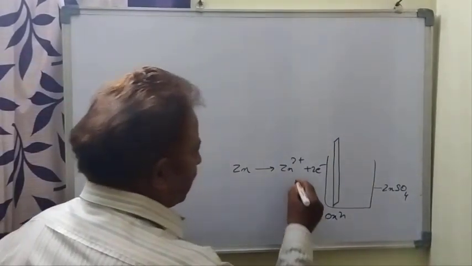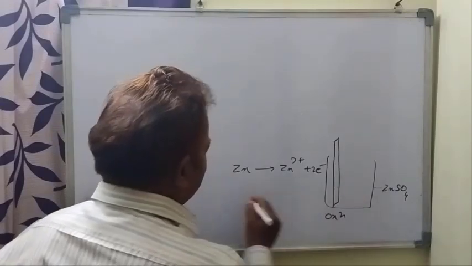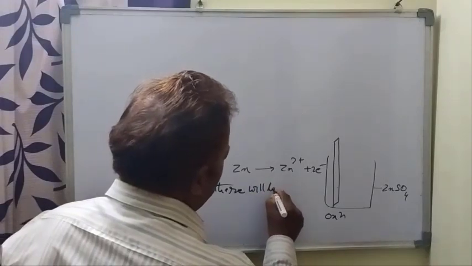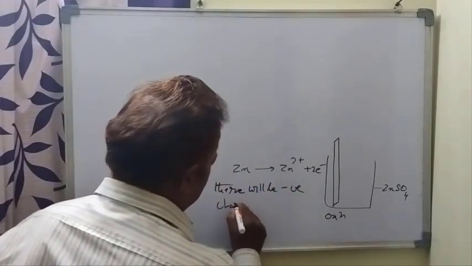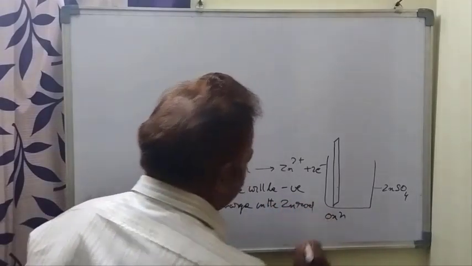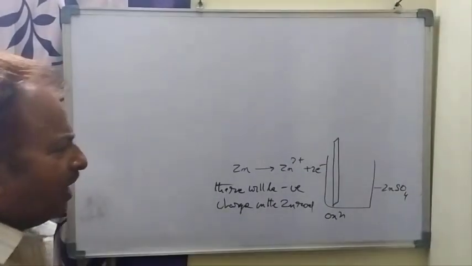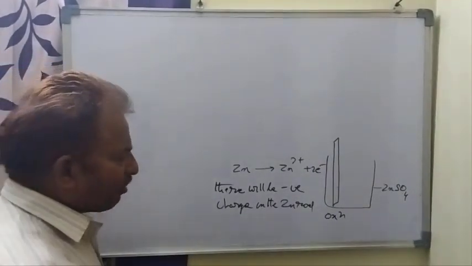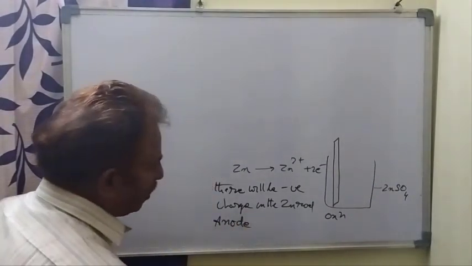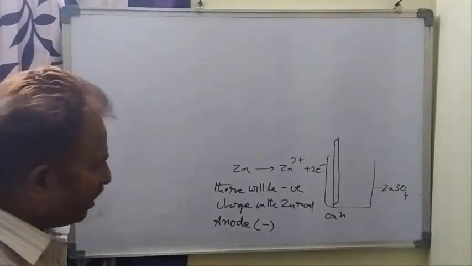As oxidation takes place, and as electrons are continuously releasing, therefore what happens? There will be negative charge on the zinc rod. Therefore zinc rod is assigned with negative sign. And what do you call the electrode at which oxidation takes place? The electrode at which oxidation takes place is anode. So this anode is assigned with negative charge because negative charge accumulates here.